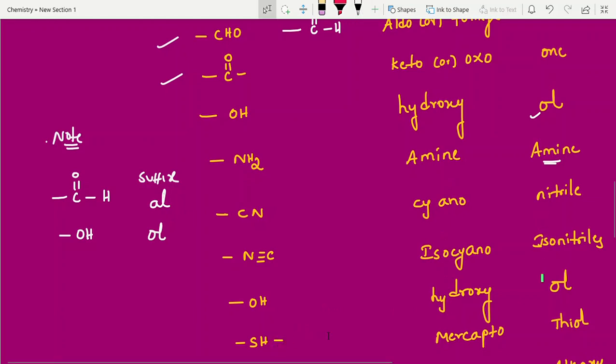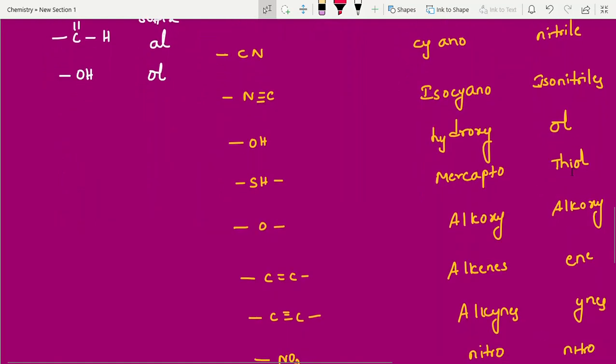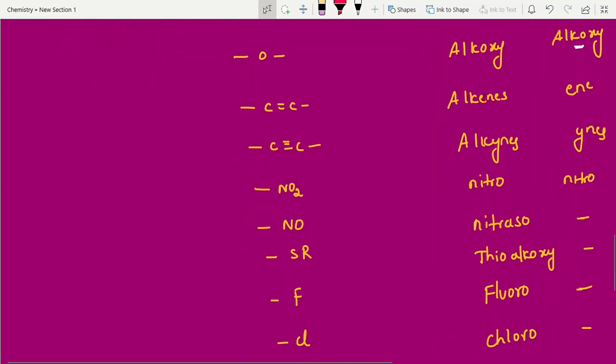SH: prefix name is mercapto, and suffix name is thiol. And single O, we call it alkoxy, no change. Now double bond means alkenes, ene, and triple bond means alkynes, yne, as suffix names. And the NO2 group: nitro, no change. NO, nitroso. SR, thioalkoxy. This is fluoro.